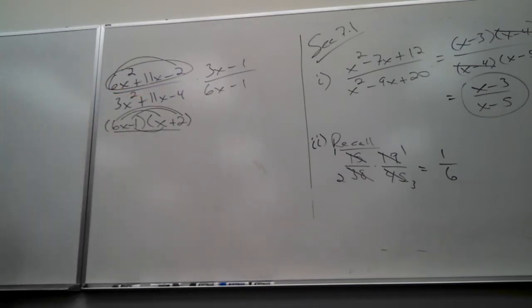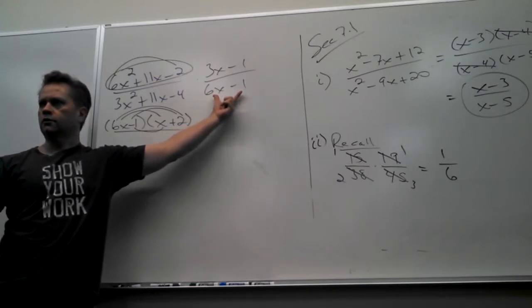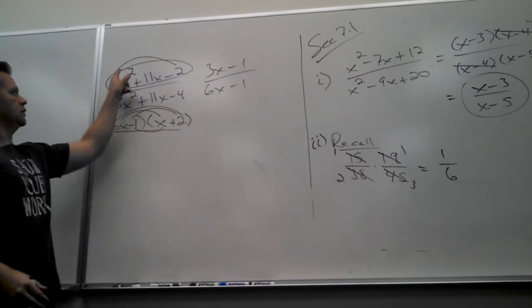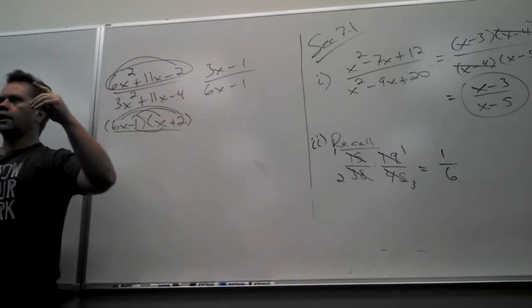Why was it easier to do that? Because I had a piece to guess. I had a good guess. And if it didn't work, I would erase it and do 6 times negative 2 and do it the old-fashioned way, right? So how do you do the bottom?